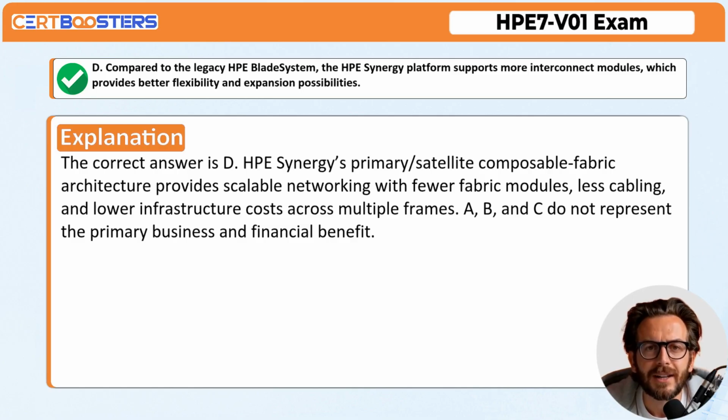Explanation. The correct answer is D. HPE Synergy's primary/satellite composable fabric architecture provides scalable networking with fewer fabric modules, less cabling, and lower infrastructure costs across multiple frames. A, B, and C do not represent the primary business and financial benefit.